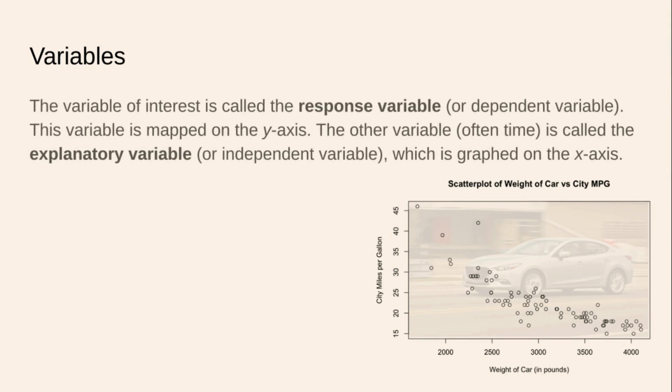The variable of interest is called the response variable, sometimes called the dependent variable, but response variable is the term that shows up the most these days. This variable is mapped on the y-axis, or the vertical axis generically. The other variable, which is oftentimes, though it doesn't have to be, the example below is a case in point, is called the explanatory variable, which the old school term is independent variable, but explanatory variable I think is a better term, and that is the term you'll see more often, which is graphed on the x-axis.